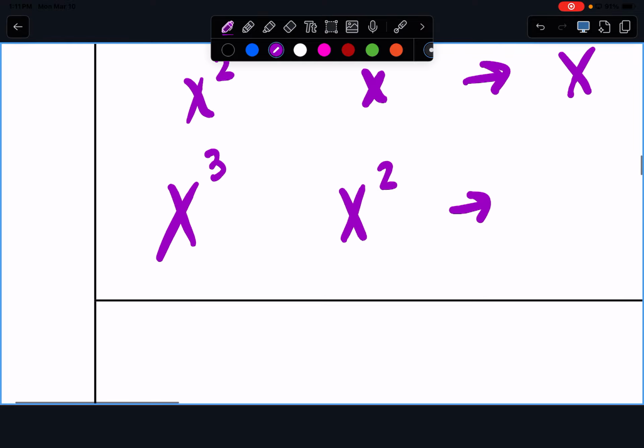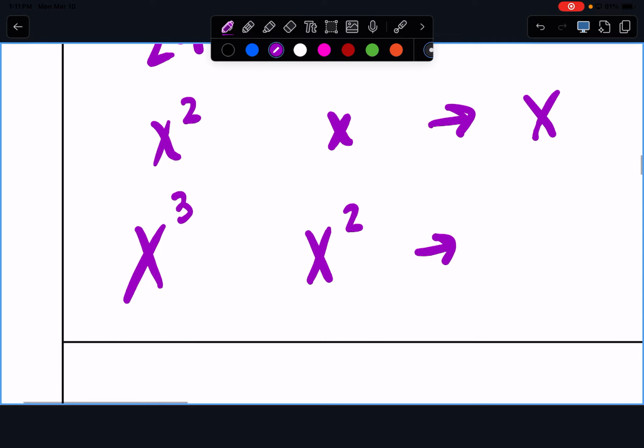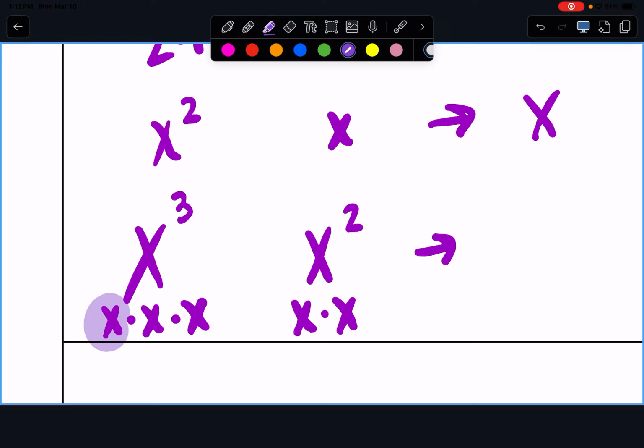Let's talk about it. What does it mean when we raise something to a power? What are we doing? When we raise something to a power, what's happening? Yeah. So if I have x cubed, I'm saying x times x times x. If I have x squared, how many times do I need to multiply it by itself? So x times x. If I look at both of these, we can see we have one x in common, but we also have another. So x times x is what?